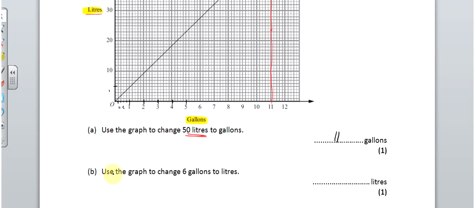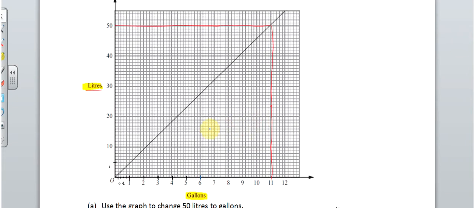Now it uses the other way. Use the graph to change 6 gallons to litres. So I'm going to do it in blue. So this time we go to gallons and we find 6, and then we're just going to do it the other way around. So this is a very common sort of pattern in maths questions. They ask you things one way, and then they see if you really understand it well enough to do it the other way. And some people don't.